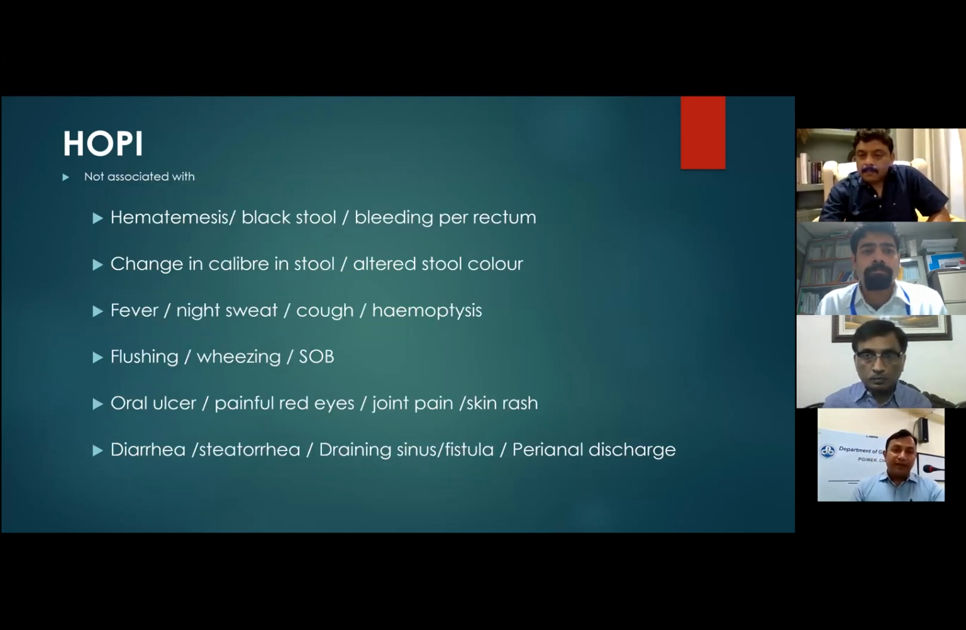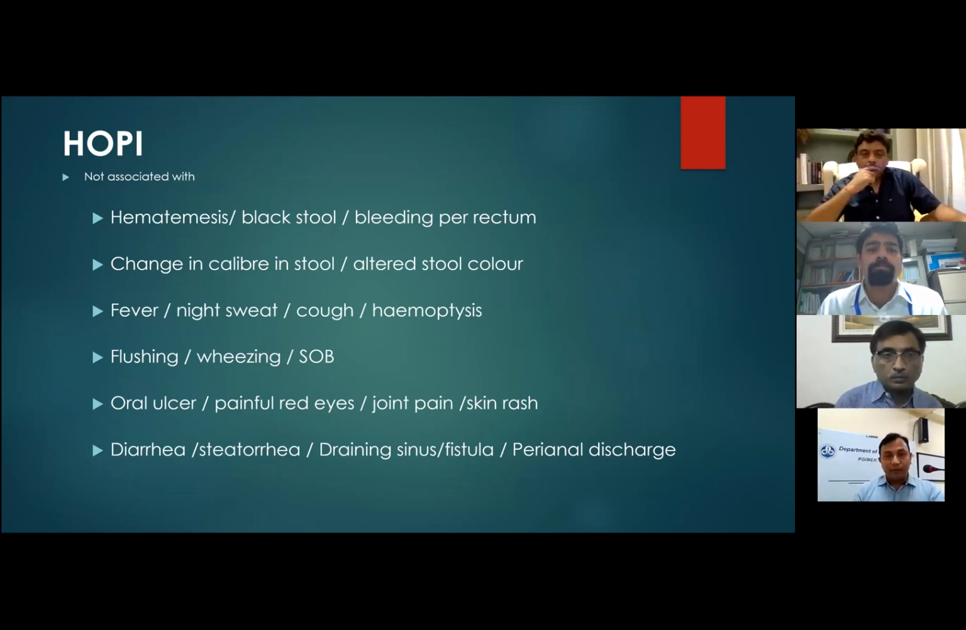And on a negative history, there was no history of hematemesis, black stool, bleeding per rectum, or passage of mucus per rectum. There was no history of change in caliber of stool or altered stool color. There was no history of fever, night sweats, cough, or hemoptysis. There was no history of flushing, wheezing, or any shortness of breath. There was no history of oral ulcer, genital ulcer, painful red eye, joint pain, or any skin rash. And there was no history of diarrhea, steatorrhea, draining sinuses, fistulas, or any perianal disease.